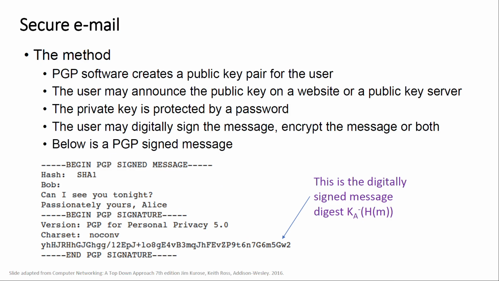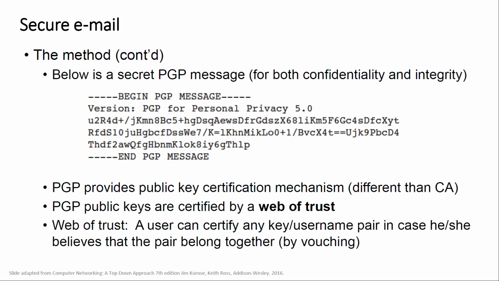So PGP software creates a public key pair for the user. The user may announce the public key on a website or a public key server. The private key is protected by a password. The user may digitally sign the message, encrypt the message, or both. Below is a PGP signed message, as you can see here. This is generally what you see when you receive a PGP email. Below is also a secret PGP message for both confidentiality and integrity.